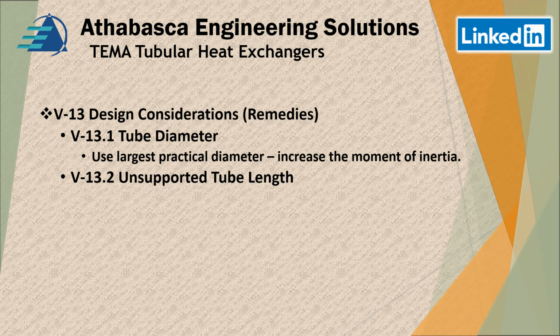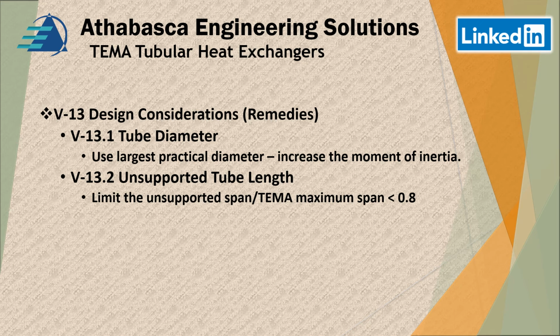Another thing they say is about the unsupported tube length. First of all, they say limit the unsupported span. TEMA maximum span of less than 0.8. They can go into the tables, and if we have more requests, we can get into those design tables and do some really cool examples. The next one is we can reduce the baffle spacing as a strategy. And the third one is you can reduce the cross flow.